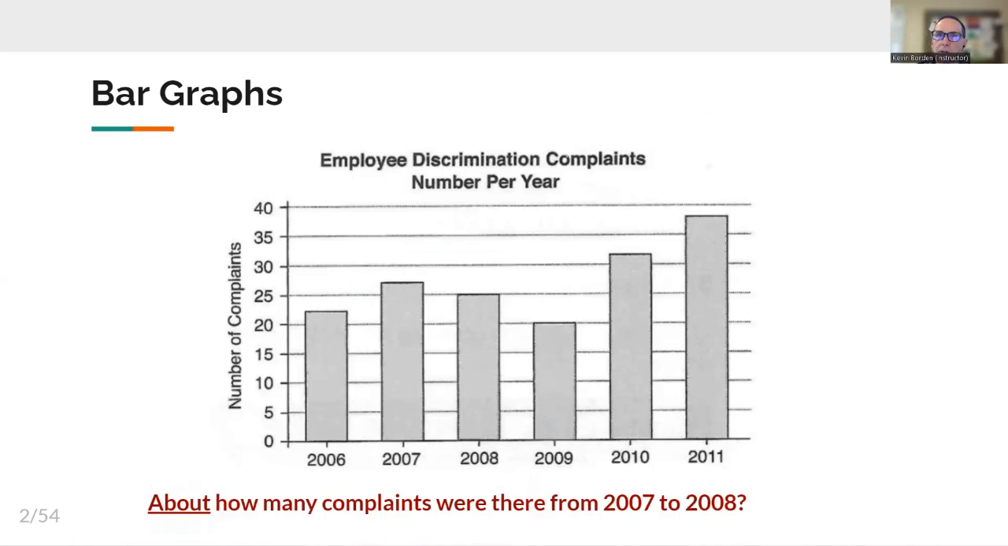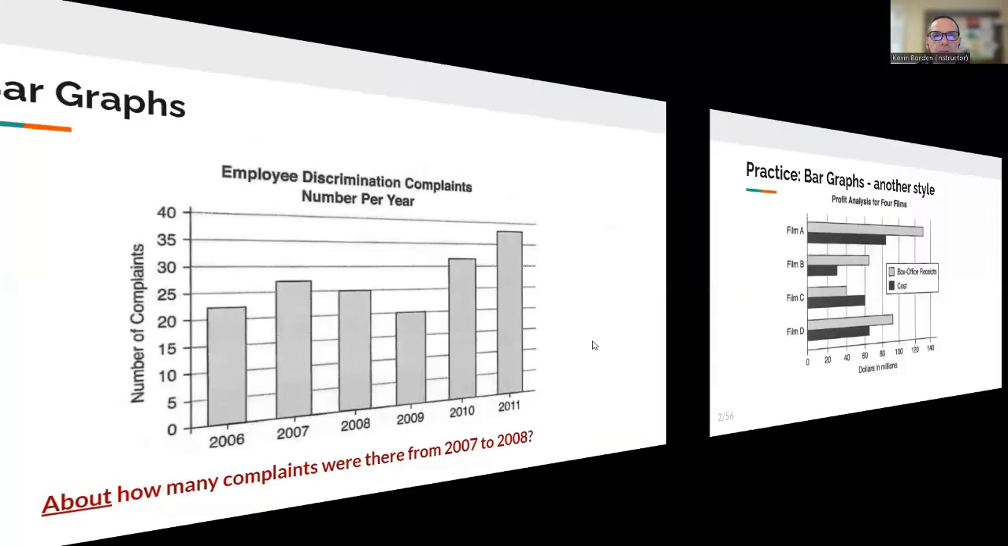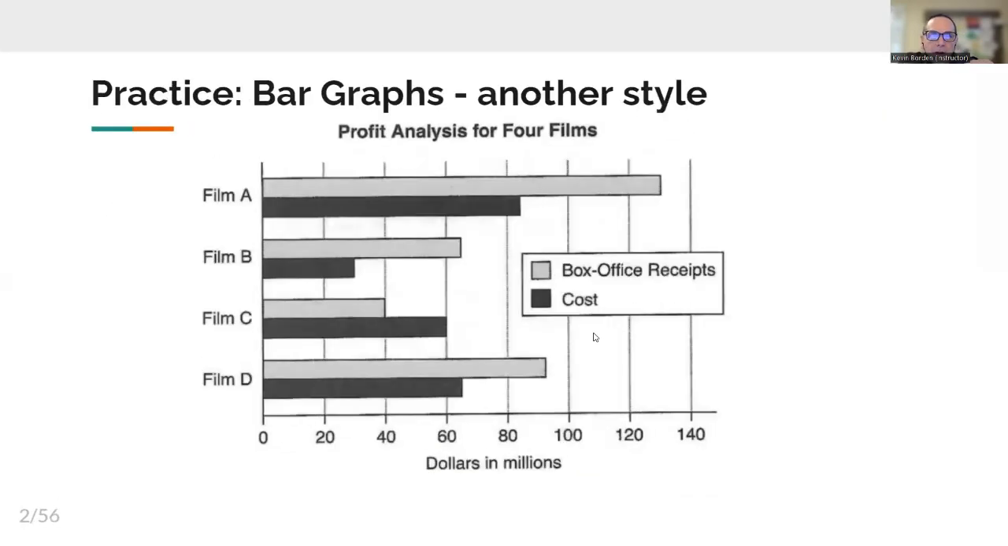Okay, let's move on to the next type of chart. Here we have a bar graph of another style. There's two things that are different about this one. First of all, it's horizontal. The bars are going the other way. But also we have two different color bars for each item. What we're looking at here is a profit analysis of 4 different movies. Movie A, B, C, and D.